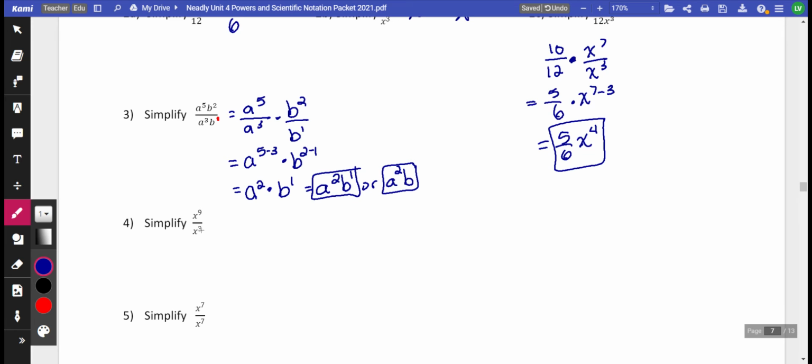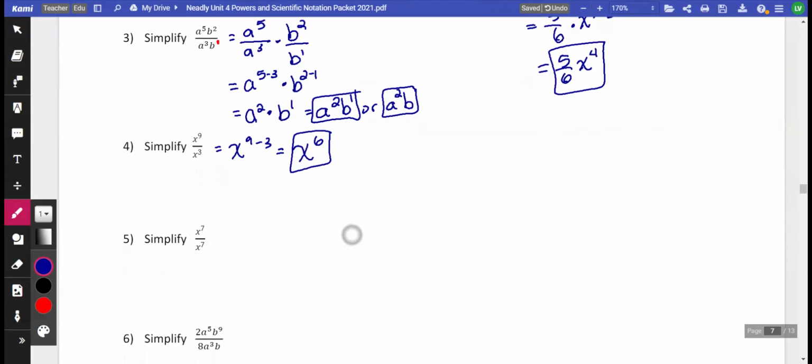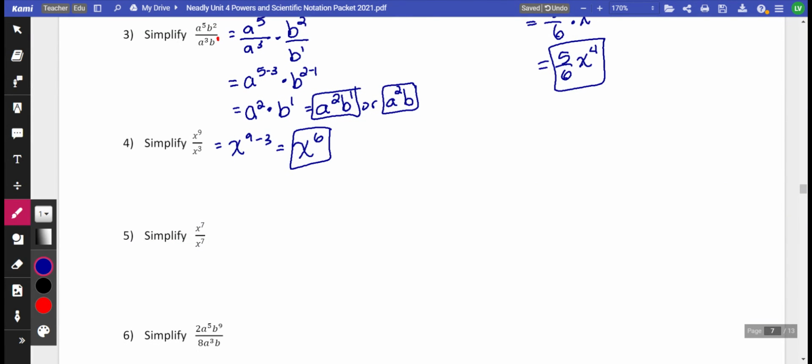We're going to simplify x to the 9th divided by x to the 3rd. X to the 9th minus 3, so x to the 6th power. Number 5, I'm going to simplify x to the 7th divided by x to the 7th. That gives me x to the 0 power, which is actually 1. Anytime you have any type of number to the power of 0, it's automatically going to be equal to 1. We'll get more into that in the next section, but introducing that idea now.